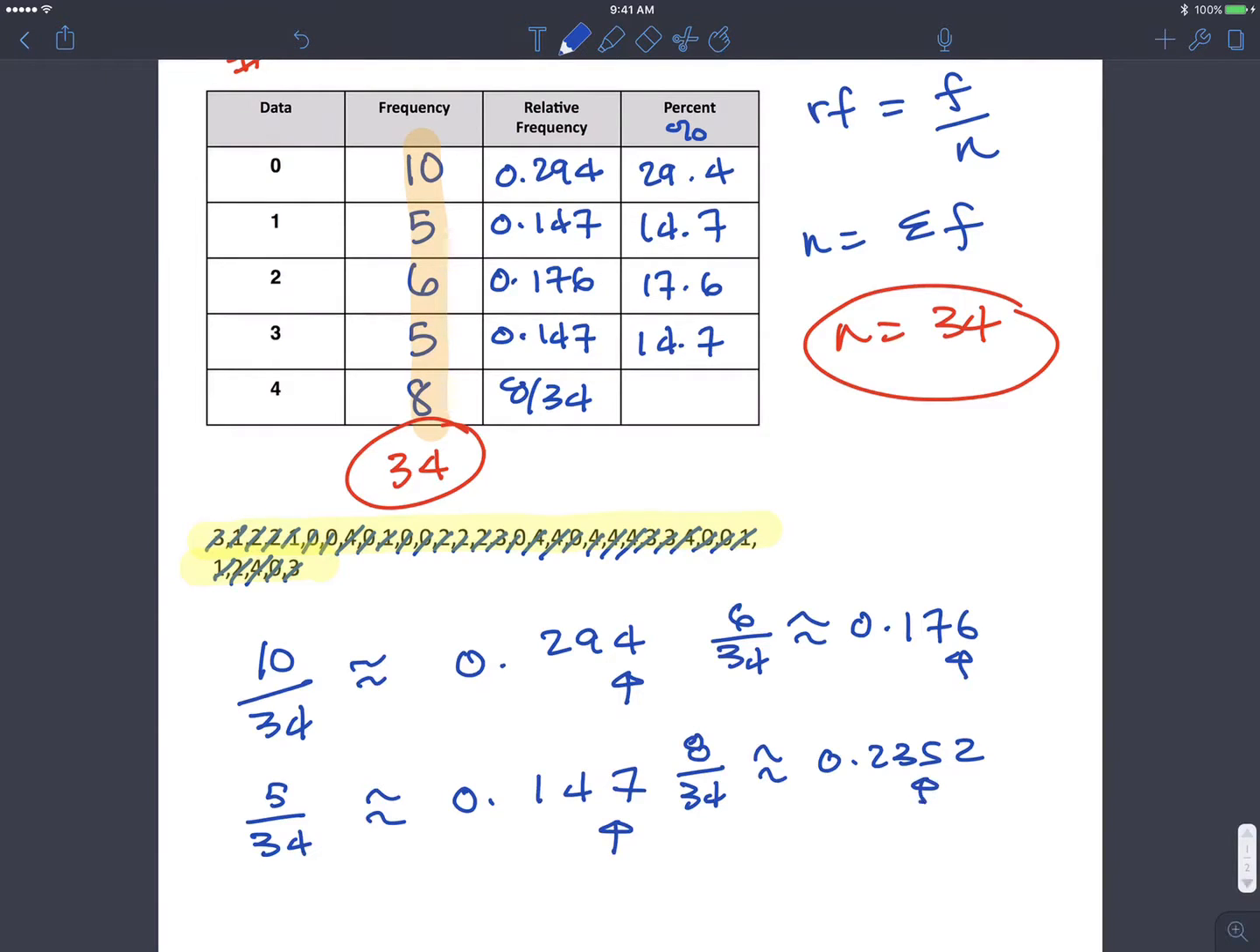0.2352. So the 5 is in the thousands position. That 2 says don't change anything. So it's 0.235. So I get 0.235, which is 23.5%. So 23.5% of the sample drinks exactly 4 cups of coffee.